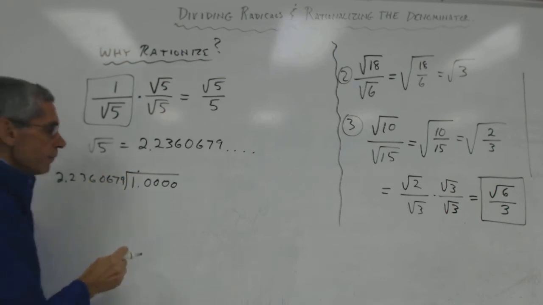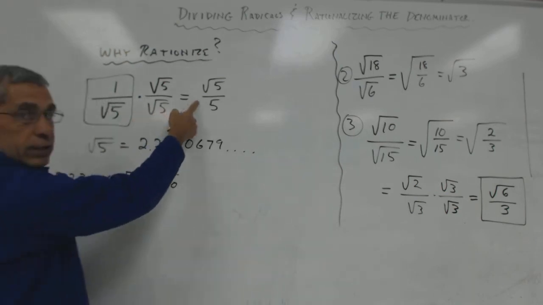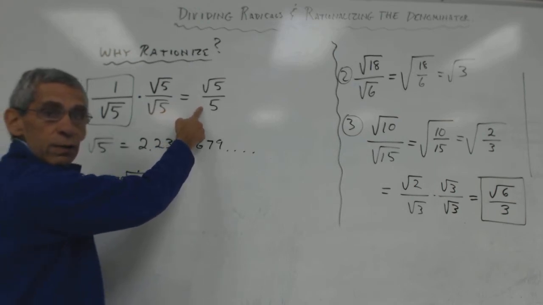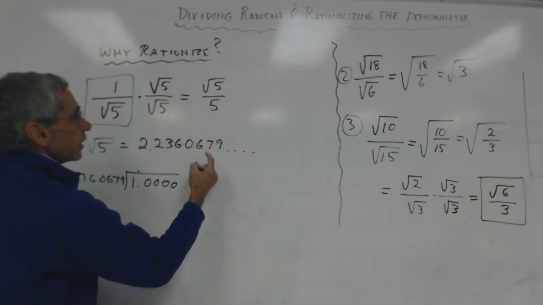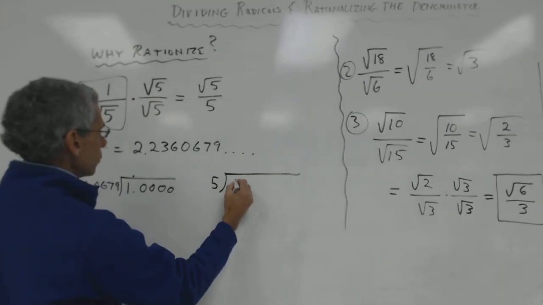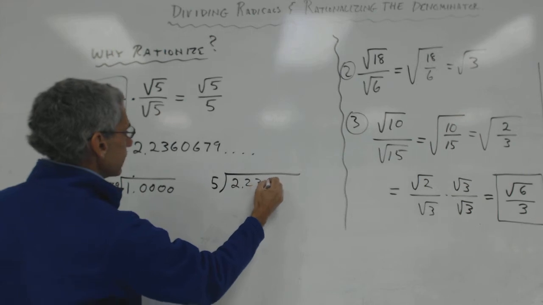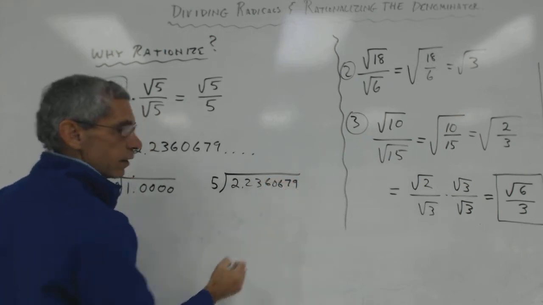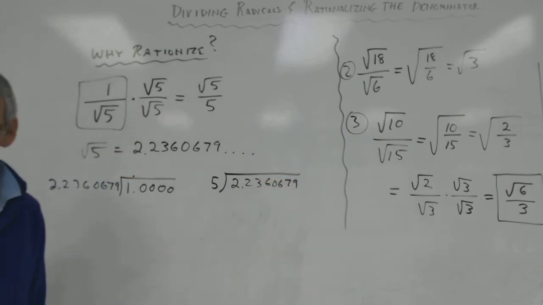It would take forever. Now, however, let's look at this one. This would be much easier because it's really 5 divided into 2.2360679, right?